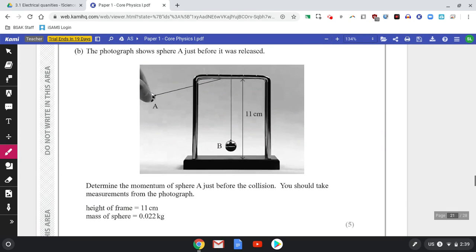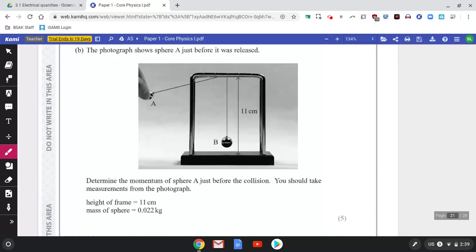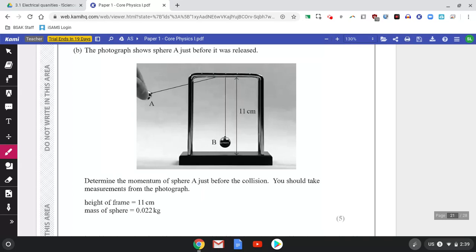Right, last little bit is the calculation. It wants the momentum of A just before it hits B. This is easy. It gives us the mass. All we need to know is the speed at which A hits B. Like I said, it signposts the question a bit here. Now it tells you to take measurements from the diagram, from the photo.